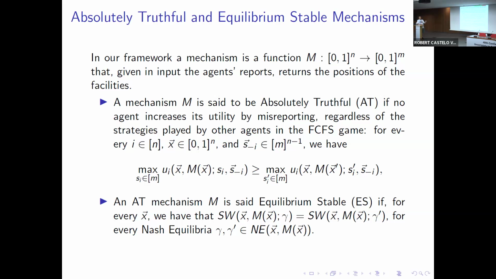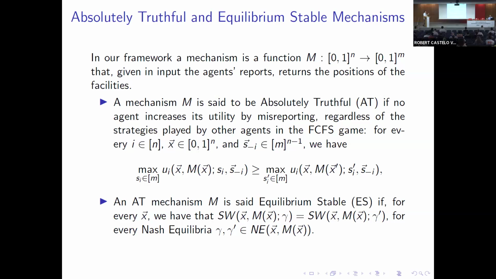So there is an extra step to this definition. And we say that an absolutely truthful mechanism is also equilibrium stable if for every Nash equilibrium of the first come, first served game, the social welfare, which is the sum of all the utilities of all the agents, is the same regardless of the Nash equilibrium.